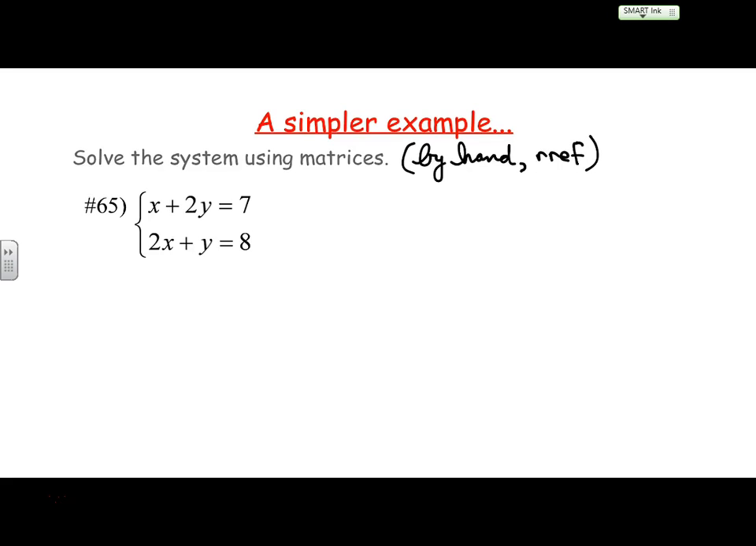Here we go. First of all, there's not a matrix yet. How do we make a matrix? Yep, coefficients, right? 1, 2, 2, 1, those are all my coefficients. I'm able to put them straight in because they're already all matched up. They're all the same like terms by columns, right? And then we have 7 and 8.